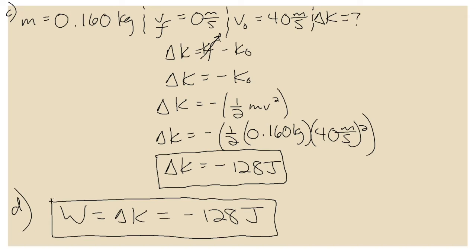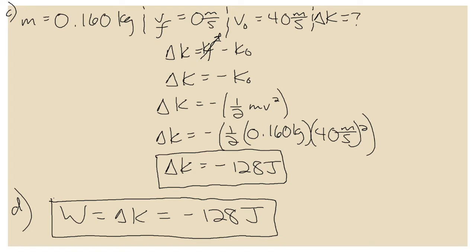Work can be negative. In this case, it is. All it means is that the energy the object had was lost. Work is a scalar, so negative does not mean direction. The work in general means the change in the object's energy. So if the object gains energy, the work is positive. And if the object loses energy, then the work is negative. And that's it for part D.